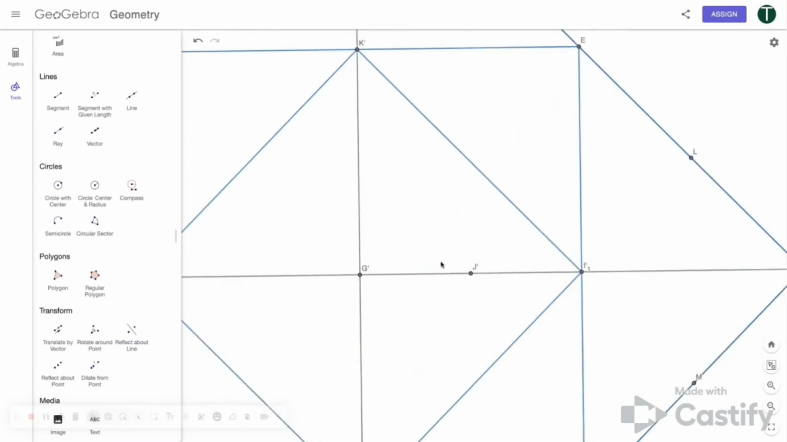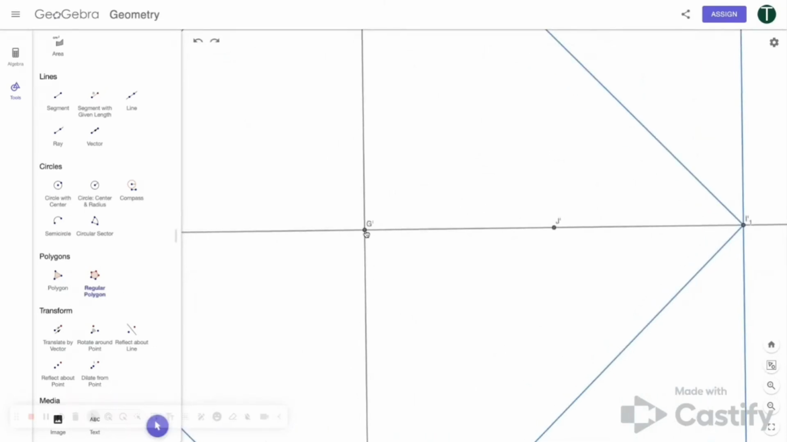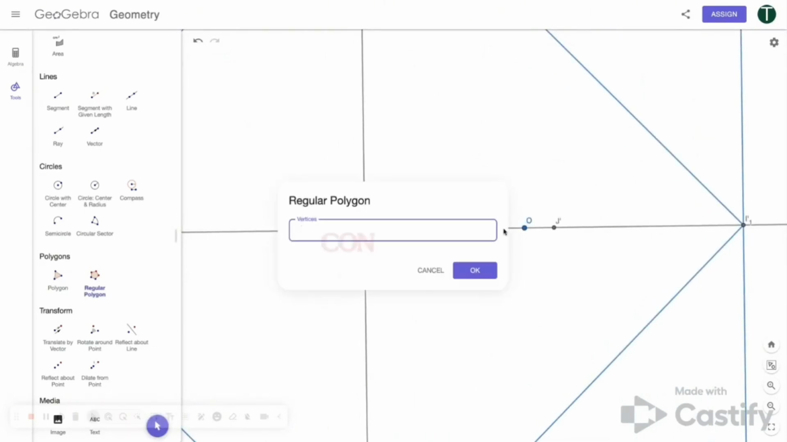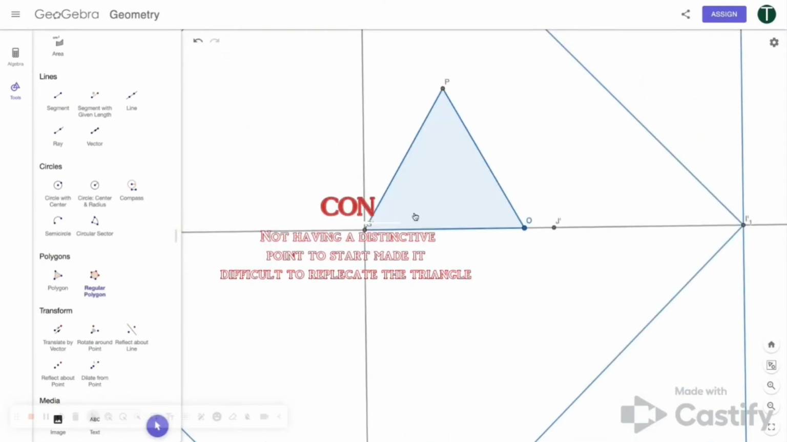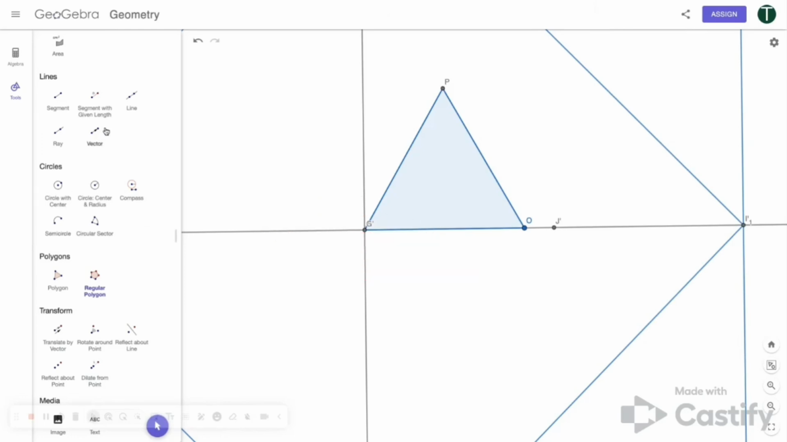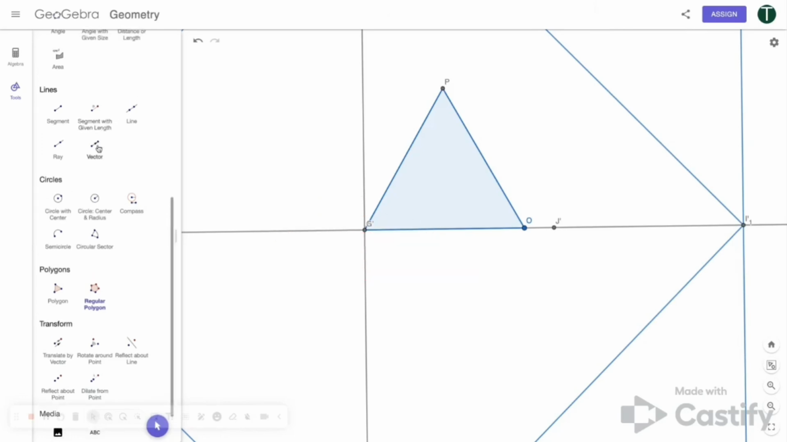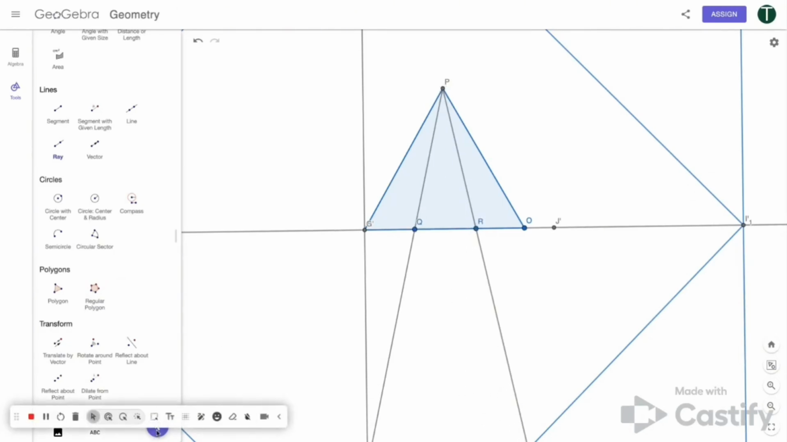To build the central pattern, I started by creating an equilateral triangle to the left of midpoint J. One con about this is that I couldn't perfectly replicate the triangle because there wasn't a distinctive point for point O. Next, I added rays from point P to the bottom side of the triangle so that the entire shape would move together. Then I made the opacity 0.